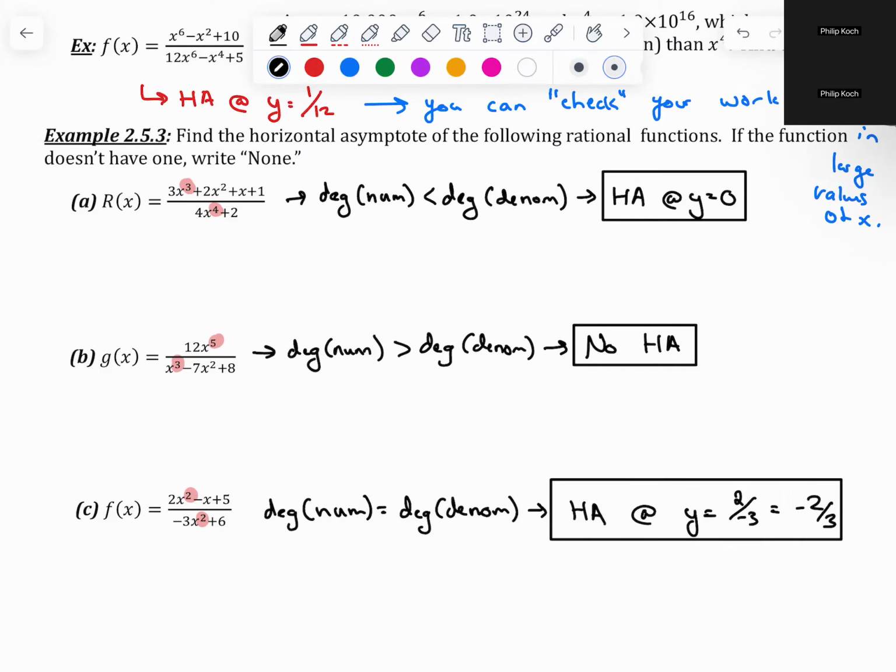Everything else doesn't matter. So when you plug in 100, the 100 squareds cancel, and you just have 2 divided by negative 3. No matter what you do. You plug in 2 billion, you get 2 times 2 billion squared over negative 3 times 2 billion squared. The 2 billion squareds cancel, and you still have that ratio of 2 over negative 3. Any questions on that?